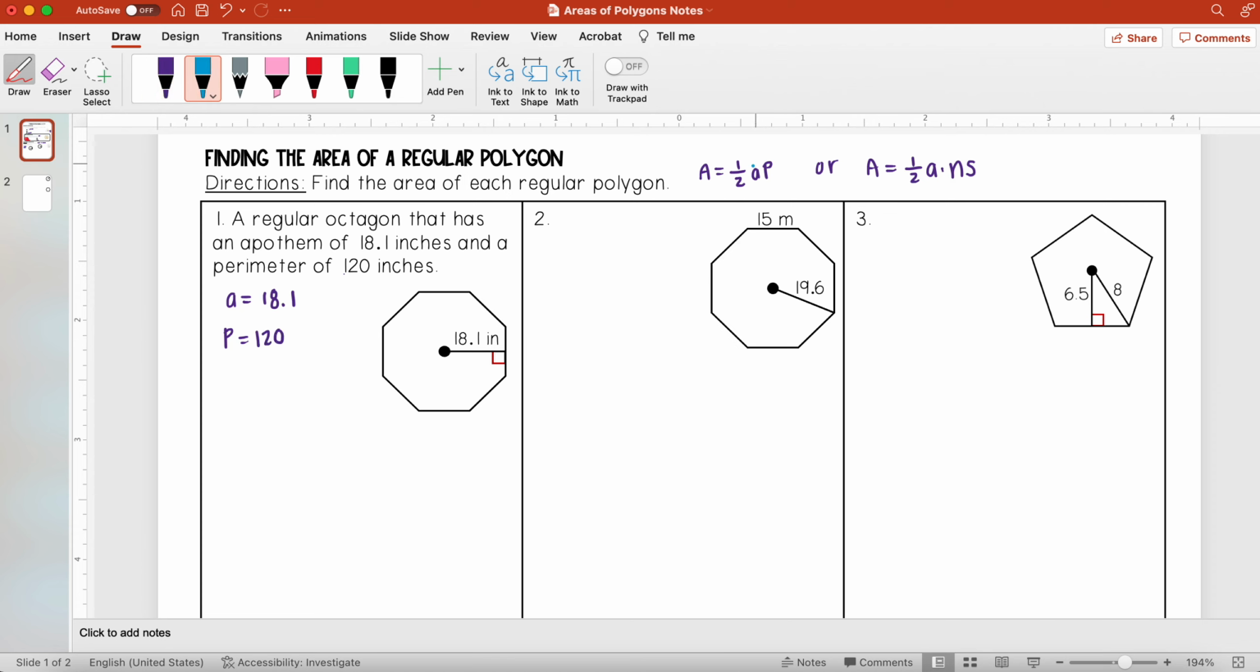So I can automatically use my first formula here to find the area of this regular octagon. And so I have 1/2 times 18.1 times my perimeter. And when you multiply that out, you should get 1,086 inches squared.